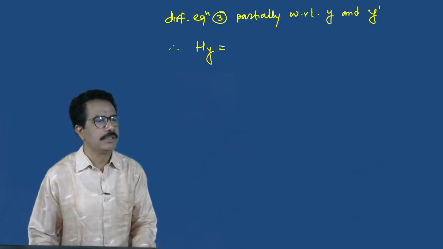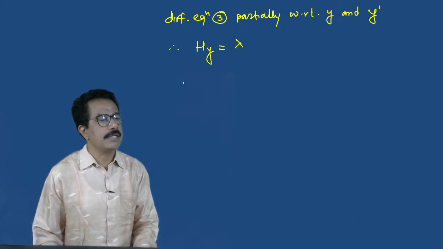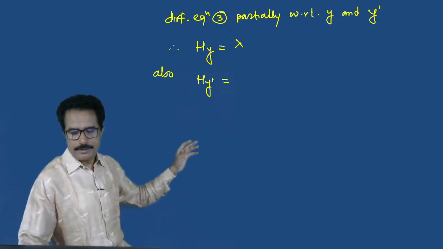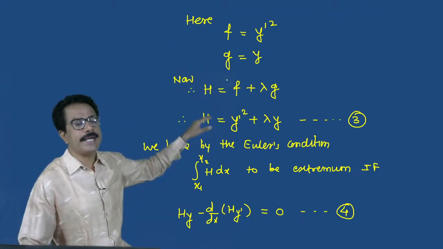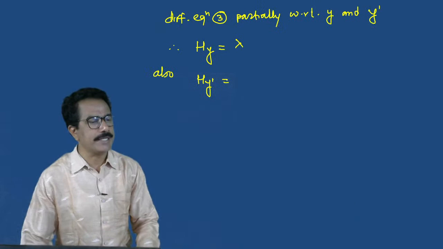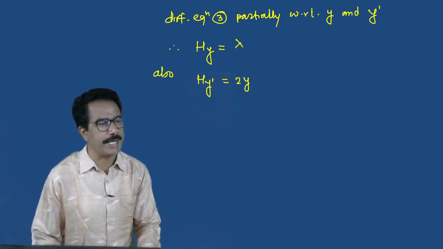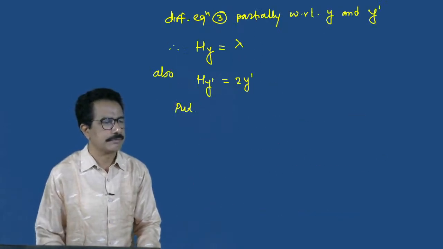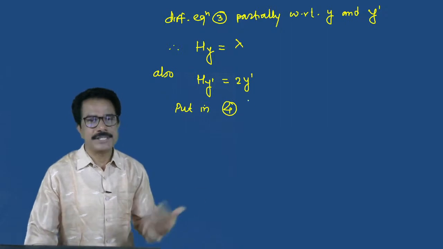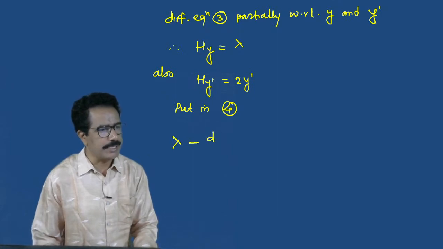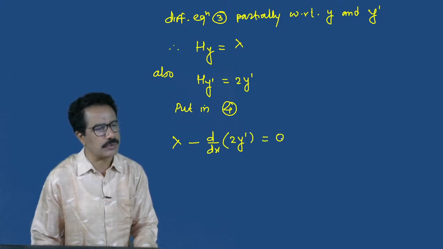hy is equal to lambda. Also hy dash, we have to take the partial derivative of h with respect to y dash. The derivative of y dash square is 2y dash. So put this value in equation 4. That means in the Euler condition, hy means lambda, minus d by dx of hy dash, meaning 2y dash, which is equal to 0.